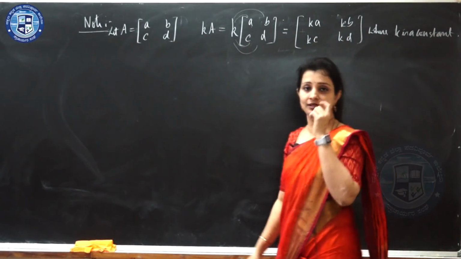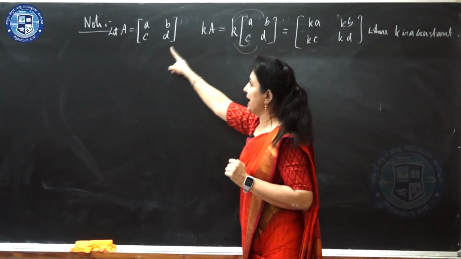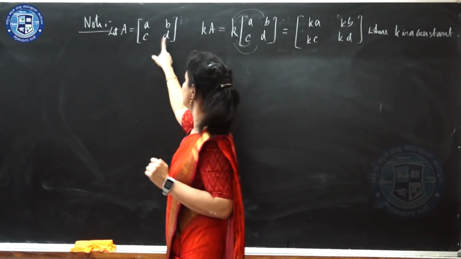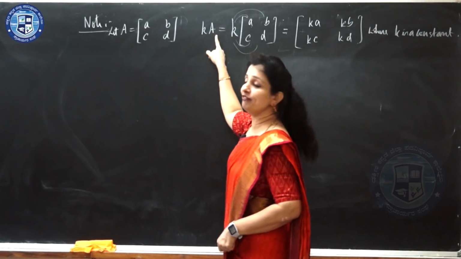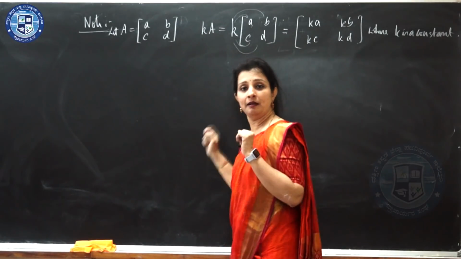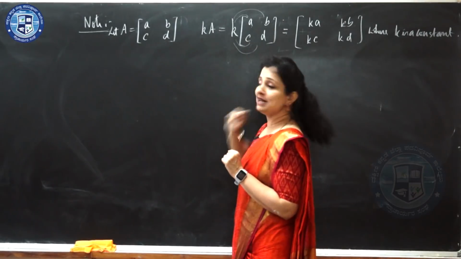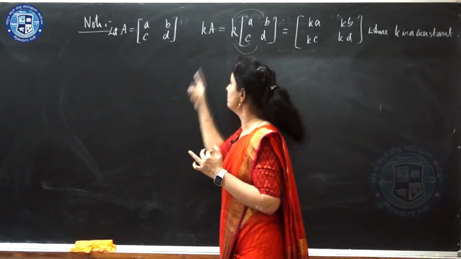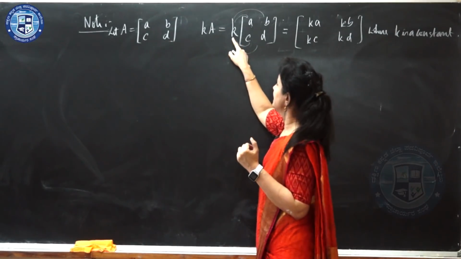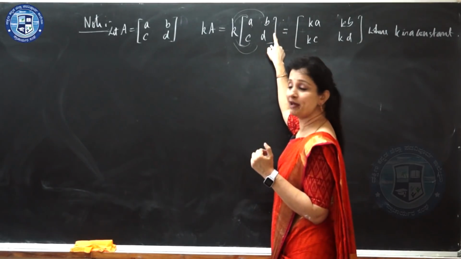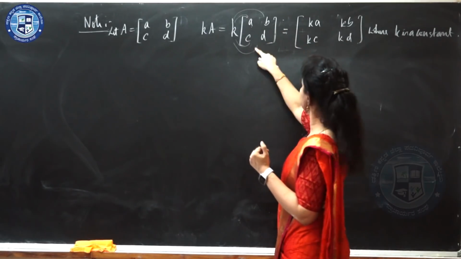K is a constant. So what do we have? A is a square matrix of order 2, with a, b, c, d as the elements, and K into A is a constant multiplied to a matrix. So it is a multiplication of a matrix with the scalar K. How to do that? You know that K is multiplied to each element of the matrix, that is Ka, Kb, Kc, Kd.